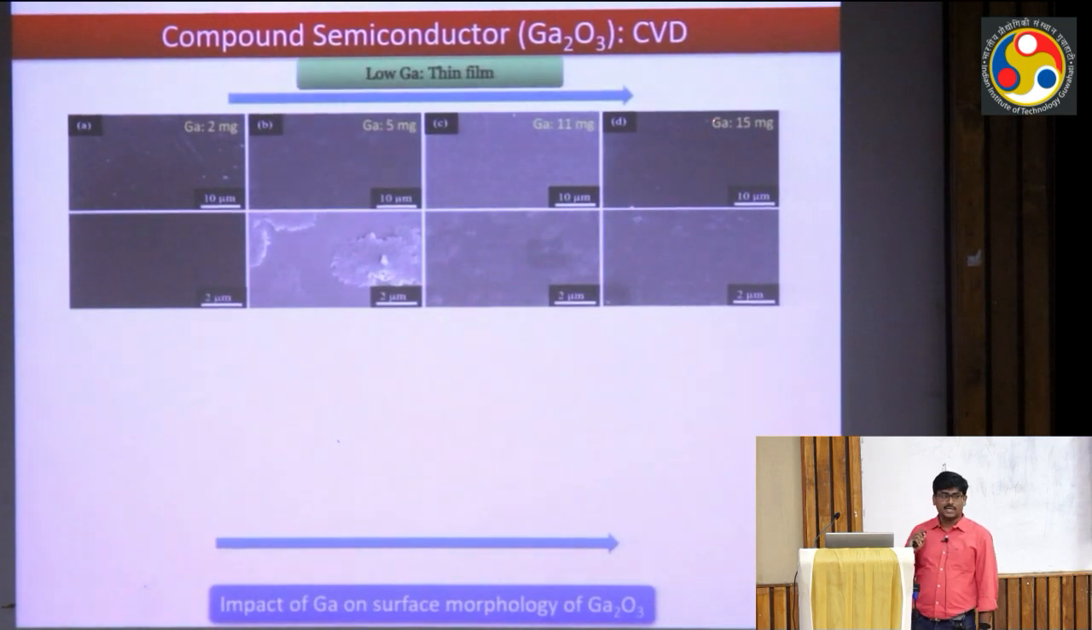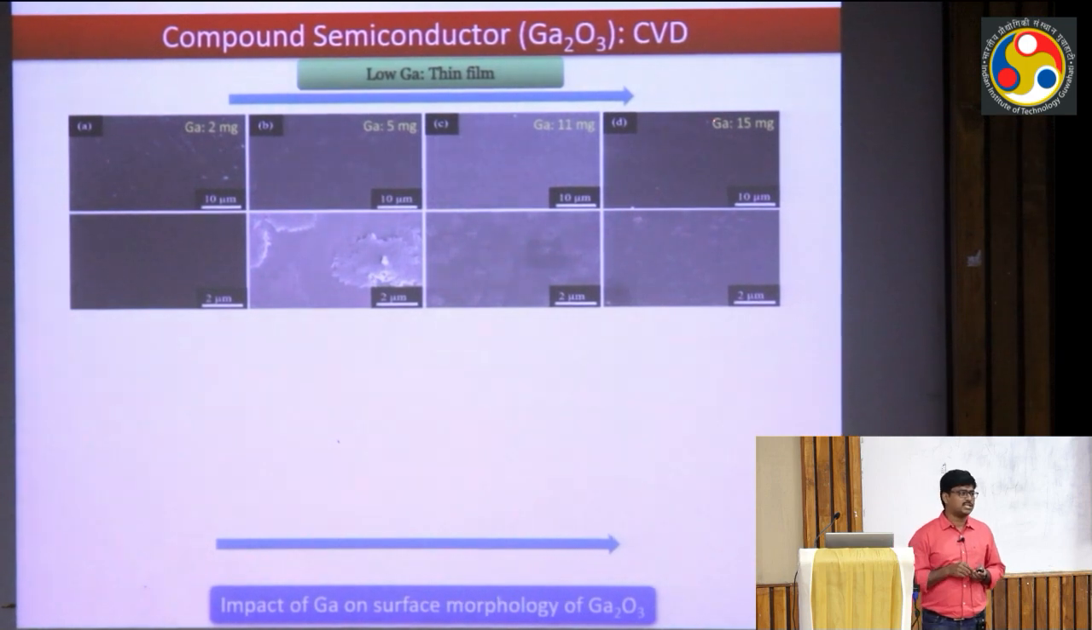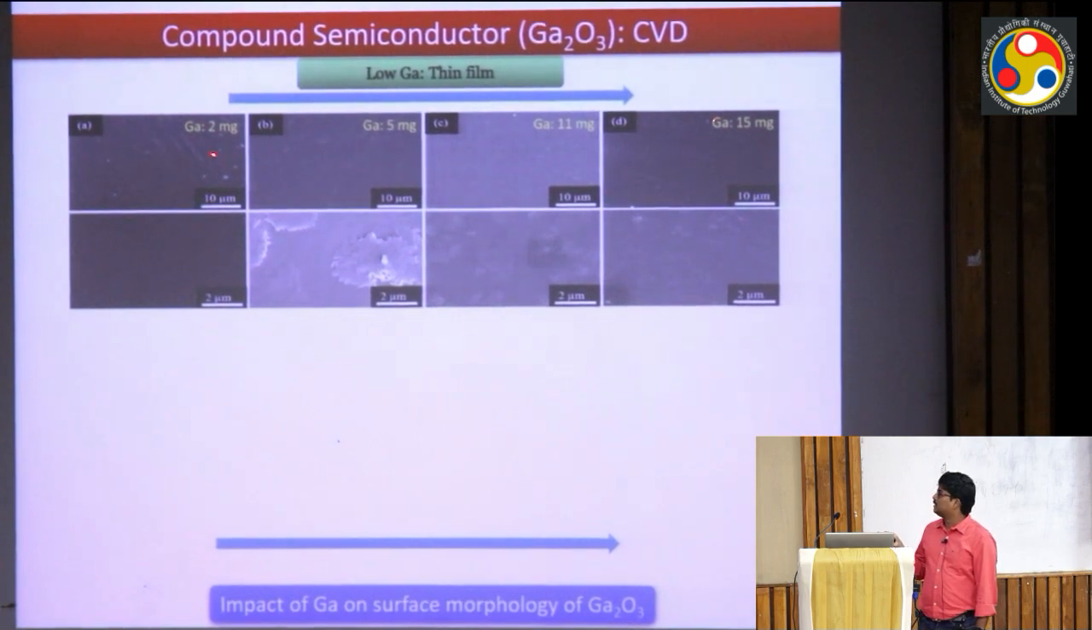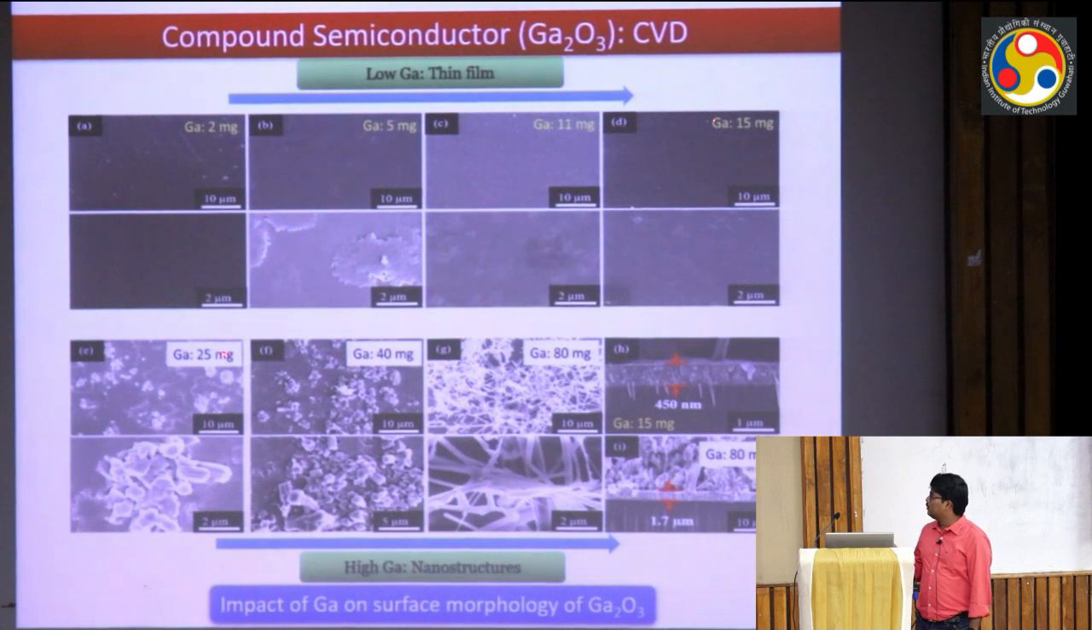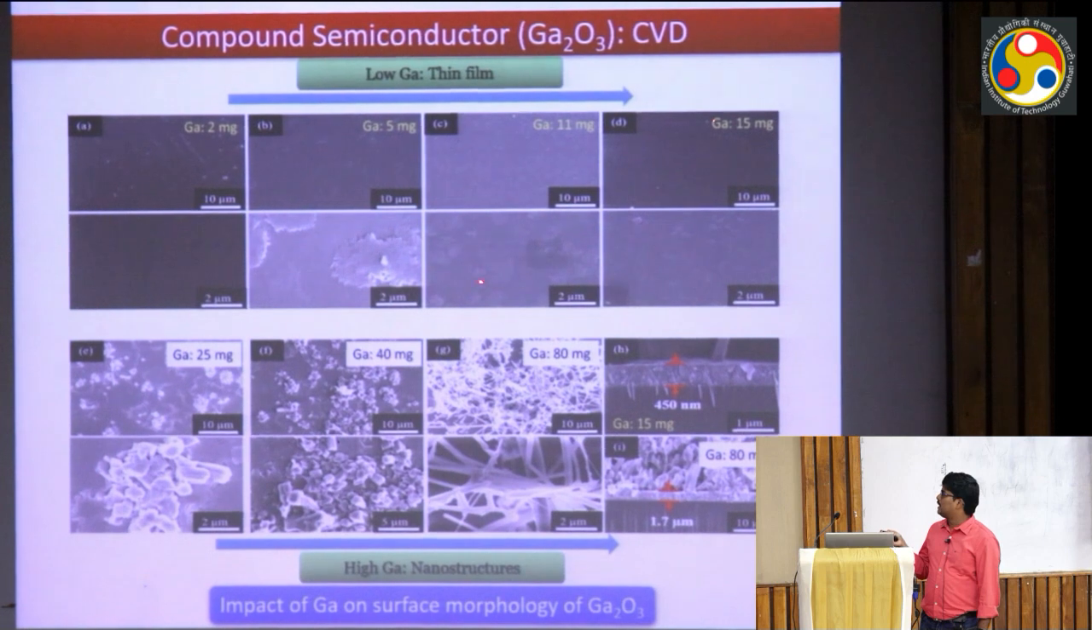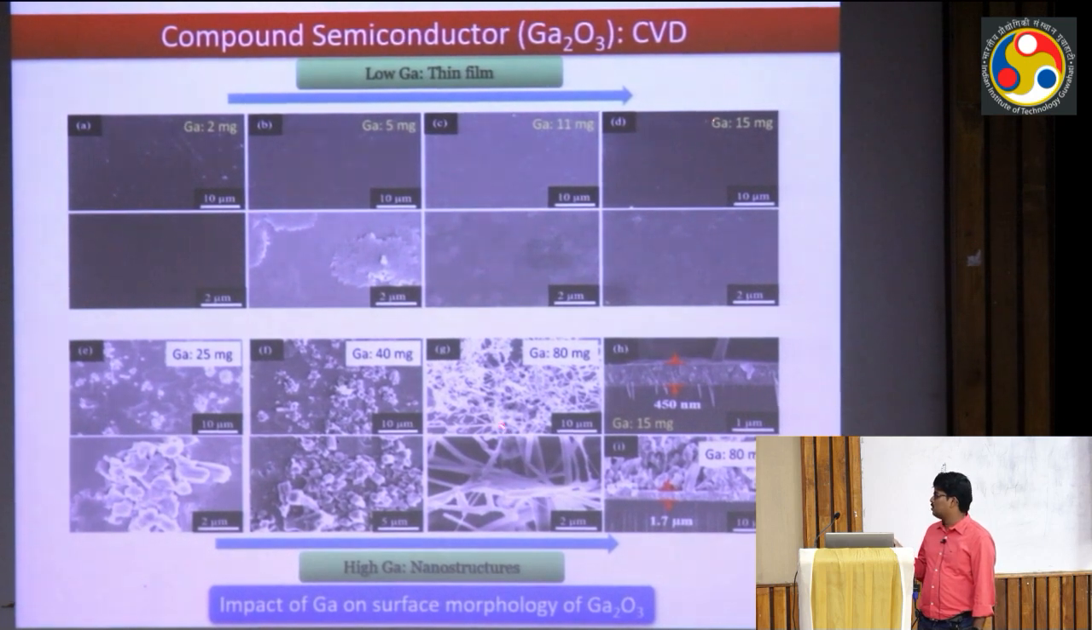Then again we studied how the gallium metal, that is the precursor, decides the surface morphology. Again you can see this: when we are increasing this gallium metal inside the reactor, the surface roughness is changing. And finally, when we increase this gallium metal very much, like from 2 milligram to 25 milligram, 40 milligram, or 80 milligram, we were not getting any thin film at all. Some nanostructure is all forming.